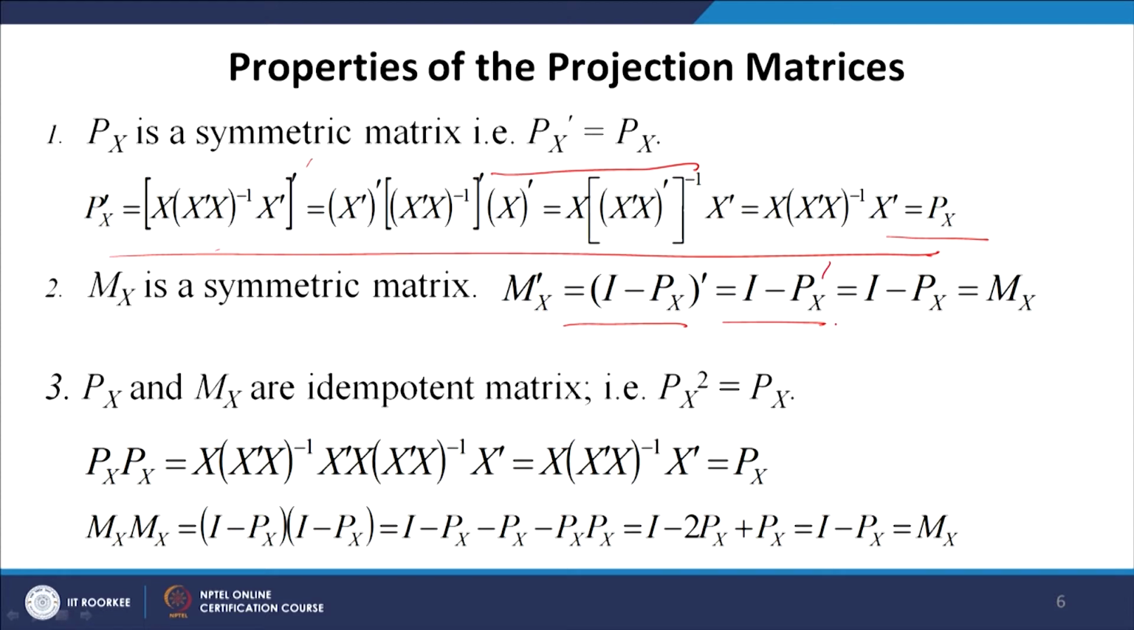Px and Mx are idempotent matrices, that is, if I multiply Px with Px or Px square, then again we arrive at Px. Similarly, Mx into Mx is actually equal to Mx, and the proofs are also given here, right. So, these are the two very important properties of the projection matrices. First, they are symmetric matrices, second, they are idempotent matrices.